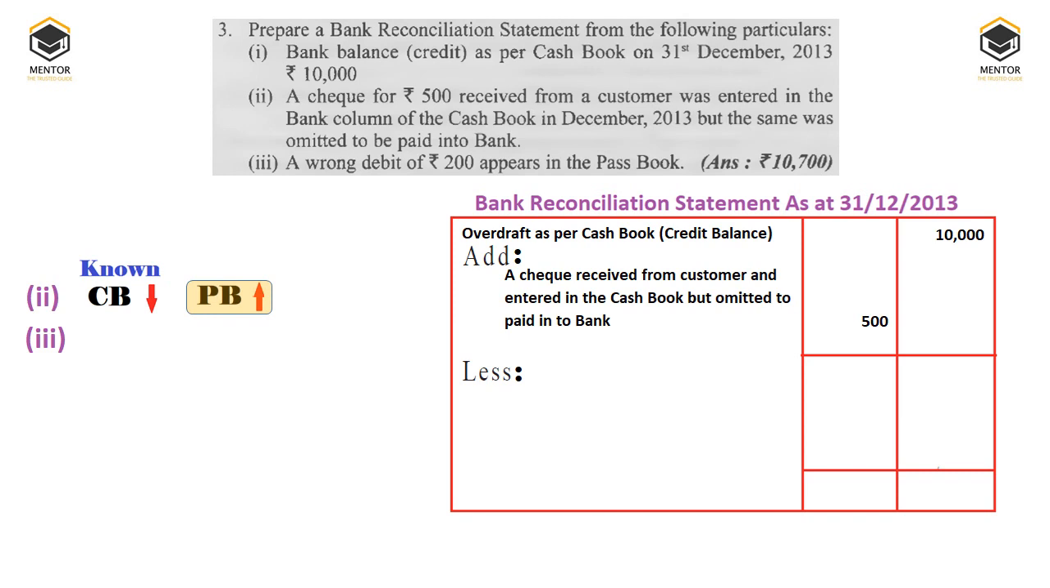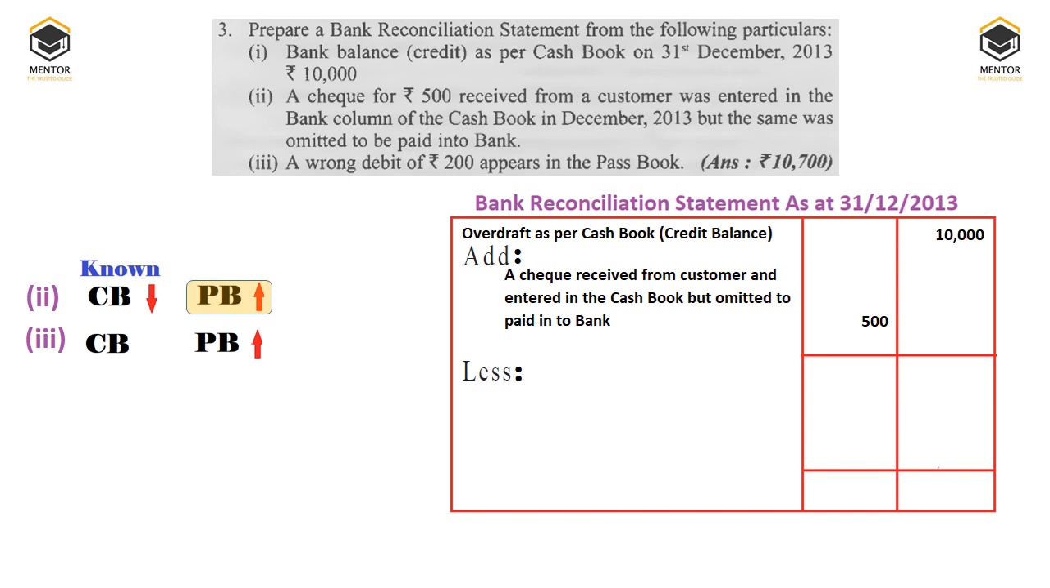Next, a wrong debit appears in the passbook. Cash book and passbook, again we have taken. Wrongly, the banker has debited an amount of 200 in our passbook. Already the passbook overdraft is a debit balance, right? Overdraft balance in the sense passbook debit balance. Already it is a debit balance. One more item is debited. Therefore, what will happen? Overdraft of the passbook will increase.